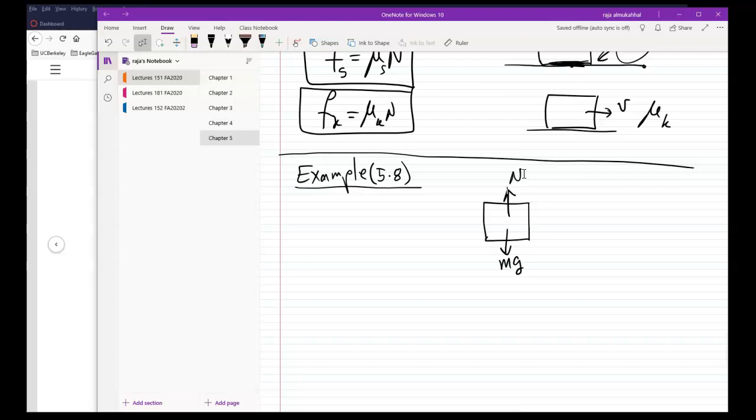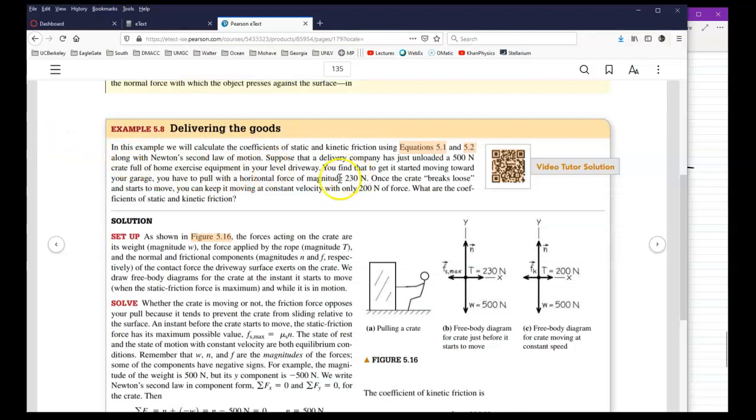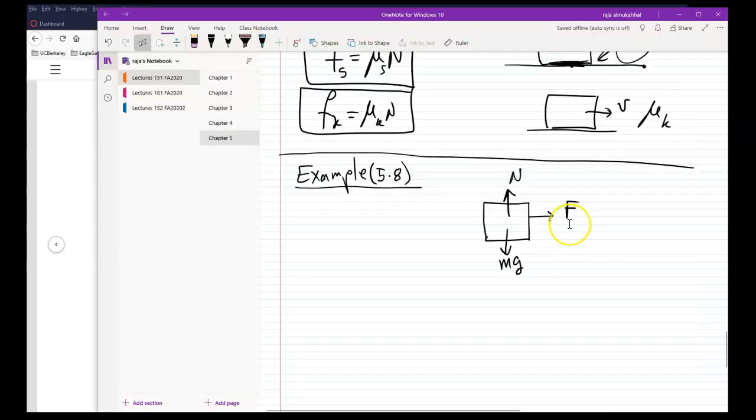All right. And then now you're pushing on it with a force F, and this force is of two kinds. One when it is in a static situation, 230, and then when it's a dynamic or kinetic situation, 200. So you got two F's here. You're trying to push it to get it to move, so that's 230. Once it gets moving, you only need to keep going with 200. I hope you understand that. So I'm going to call it F for now to apply for both situations.